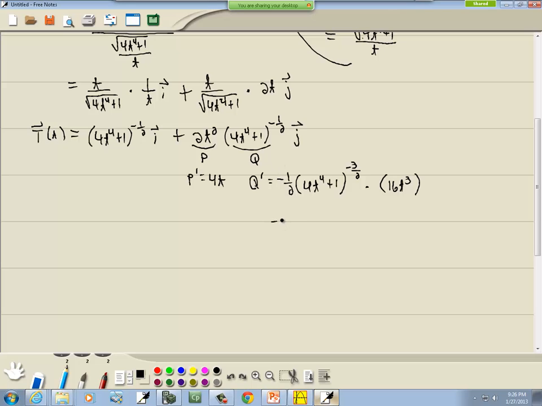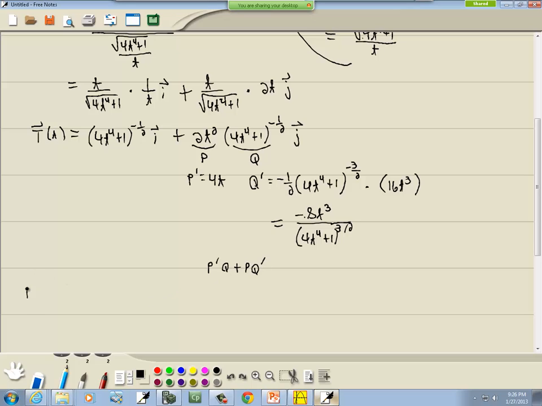Which gives us 1/2 times 16 is 8. So we got negative 8t to the third over 4t to the fourth plus 1 to the 3/2. Positive 3/2, that is. Okay, so the product rule will have p prime q plus p q prime.